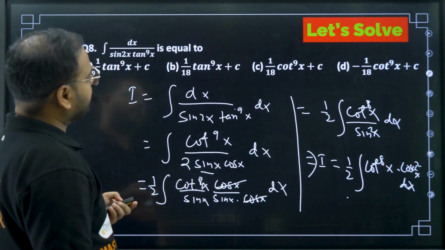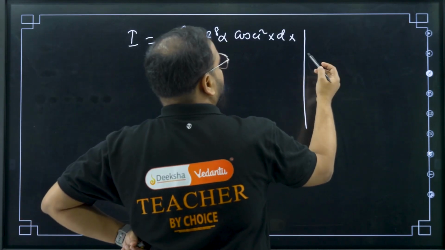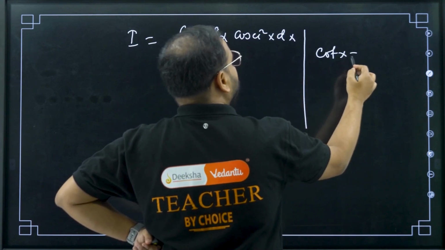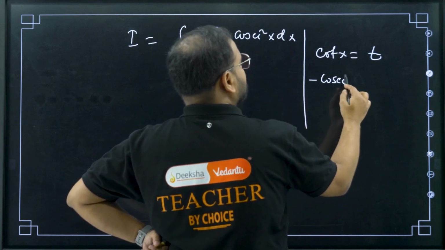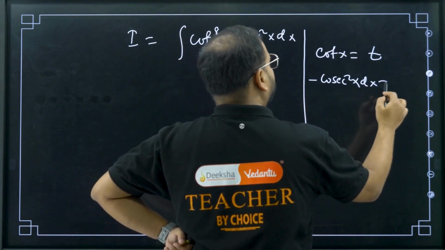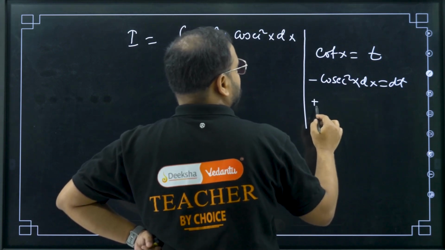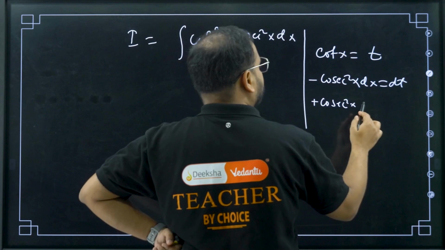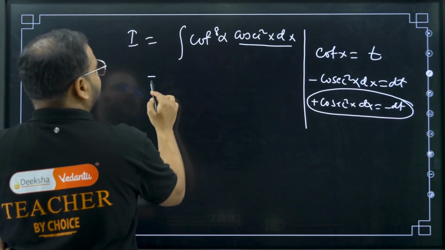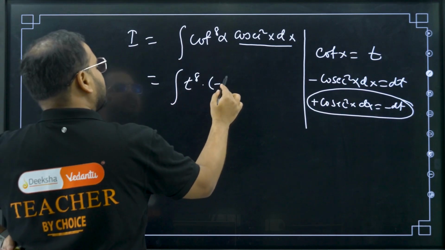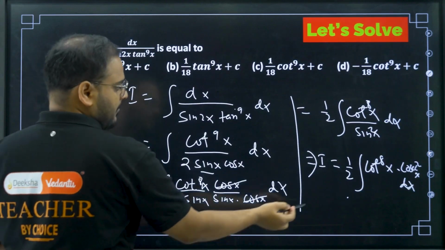Please have a look. If I do substitution, cot x equals t. What is the differentiation of this? Minus cosec square x dx equals dt. So cosec square x dx equals minus dt. Put it here, and I get t power 8 times minus dt. Bring the minus sign outside. So 1 by 2 is there.